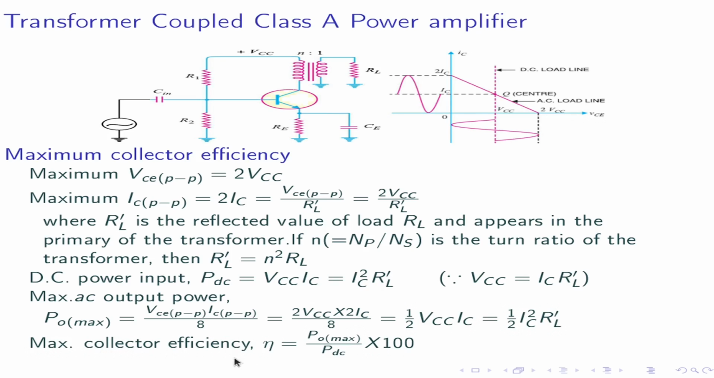Maximum collector efficiency eta is equal to PO max divided by PDC into 100. On calculating, we have 50%. Thus, in a transformer coupled Class A power amplifier, we have a maximum collector efficiency of 50%.